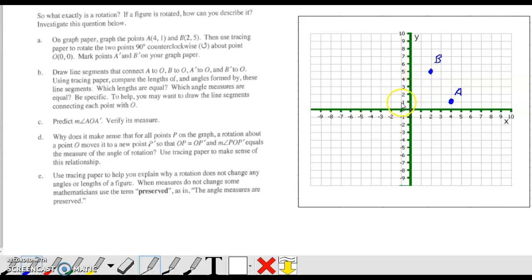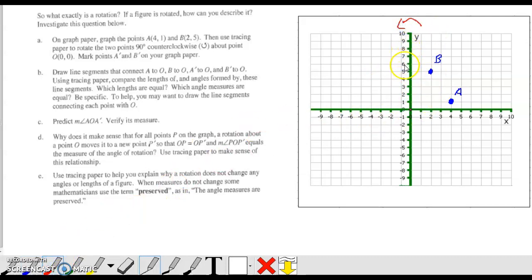Okay, so I can connect the points to the origin. I don't think, oh, I'm kind of ahead of myself. I'm kind of doing part B, so I'll hold off on that for just a second. Okay, so let's continue. Then we use our tracing paper to rotate counterclockwise. If we rotate counterclockwise, that would be this direction.